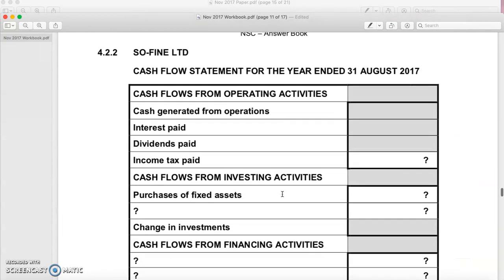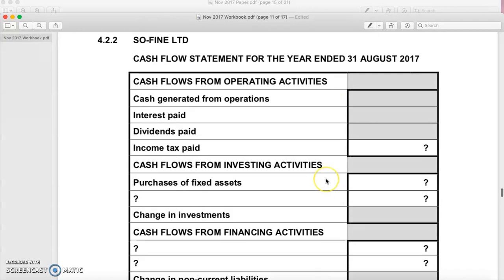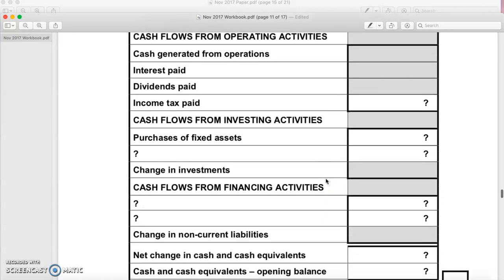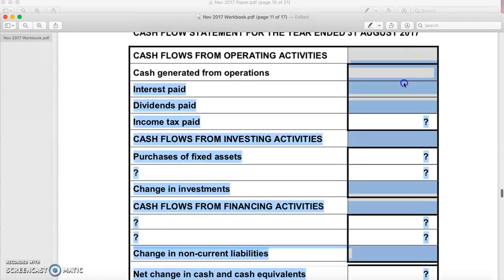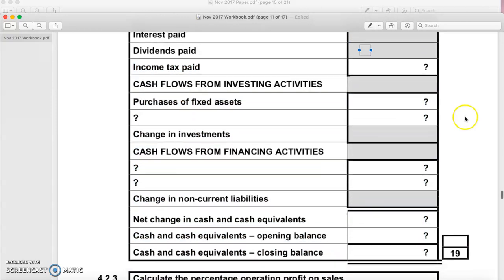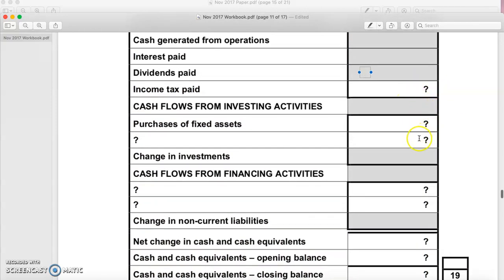So good luck. And in the next video, we're going to look at the cash flow statement. Don't forget that you don't have to calculate the amounts in gray. They only wanted the question marks.